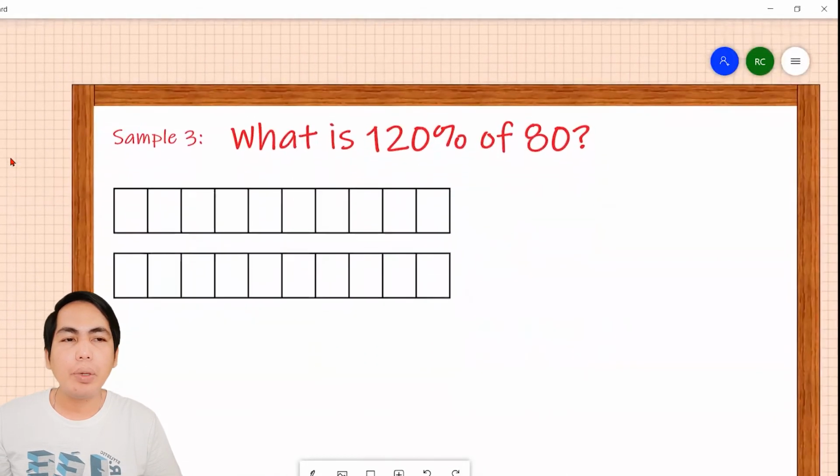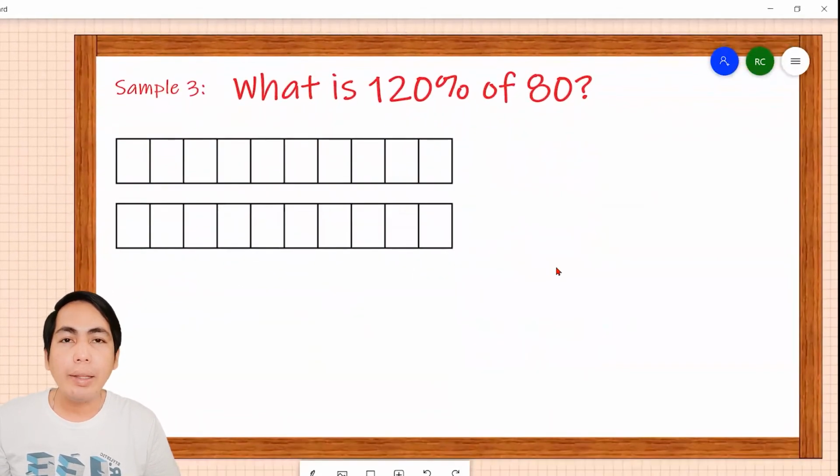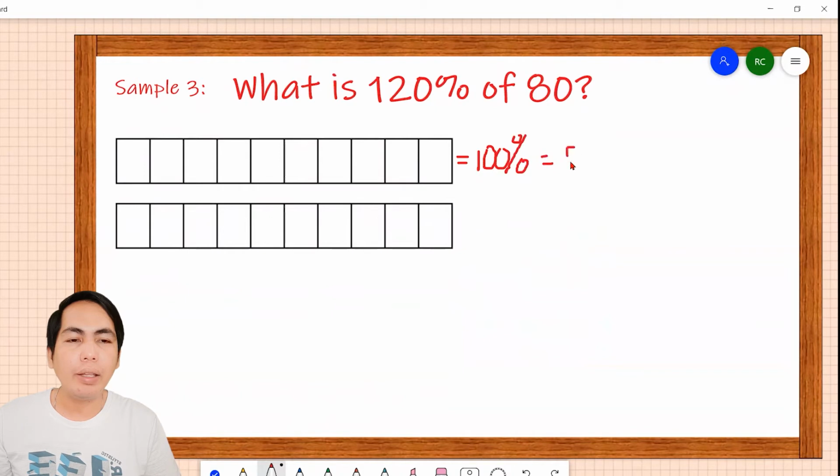Let's have example number 3. What is 120% of 80? First, we are going to use our blocks to represent the problem. Each block represents 100%. That is equivalent to 80. So this block is also 100%, to give us a total of 80.